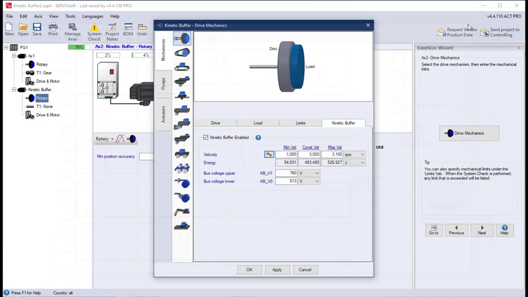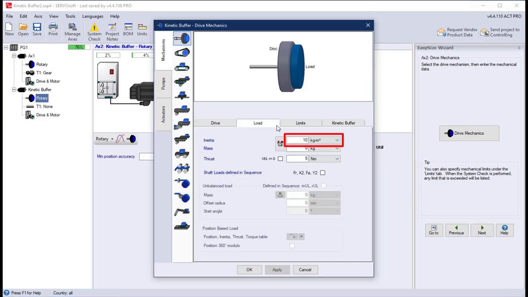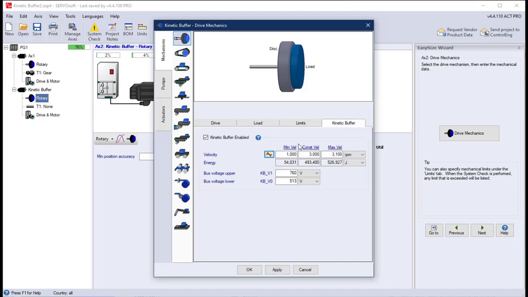I'll start with 1000, 3000, and 3100 RPM for the speed values, and say 10 kg/m² load inertia to start. This results in 493 kilojoules stored in the flywheel, which is a lot, and clearly much more than we need for one 30-second move. But I'll start here and bring it down to a more optimal value.